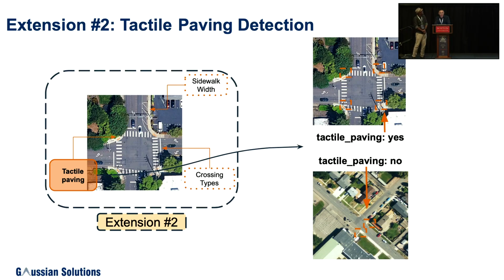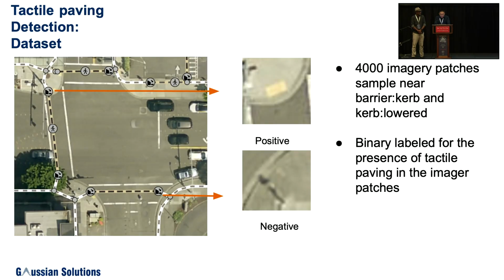Extension number 2 we have here is the tactile paving detection. And the goal here is that around each curb node, we want to detect if there is a tactile paving or not. Again, the first step is to prepare a data set. For this detection task, we gather 4,000 imagery patches that sample around the nodes that are tagged as very close to the curb or curb close to lower. That's where the tactile paving usually occurs. And then we assign a binary label for each of the patches, positive being there is a tactile paving in this patch, and negative being there's none.